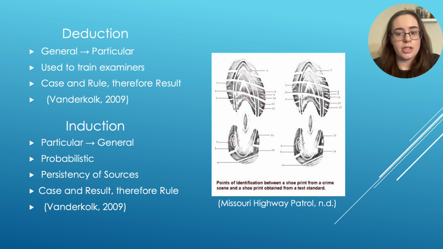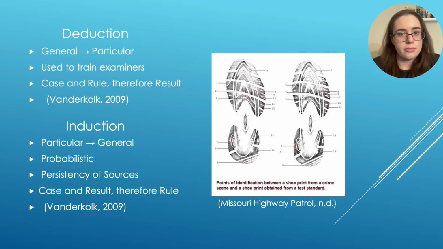The second type of logic that I will review is induction, which could be summarized as the inverse of deduction. This type of logic progresses from particular to general, where the results and the case determination are used to ascertain the rule according to our textbook. This type of logic is uncertain as the persistency of the sources cannot be proved, so therefore the rule cannot be ensured.